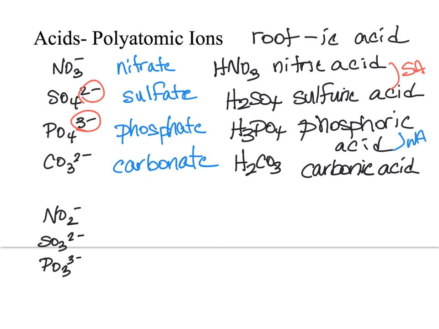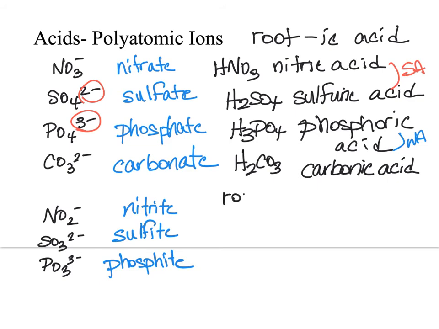Okay, and so the name of this ion, NO2 -1, is nitrite. And then sulfite and phosphite. And so when we name these, they become the root -OUS acid.